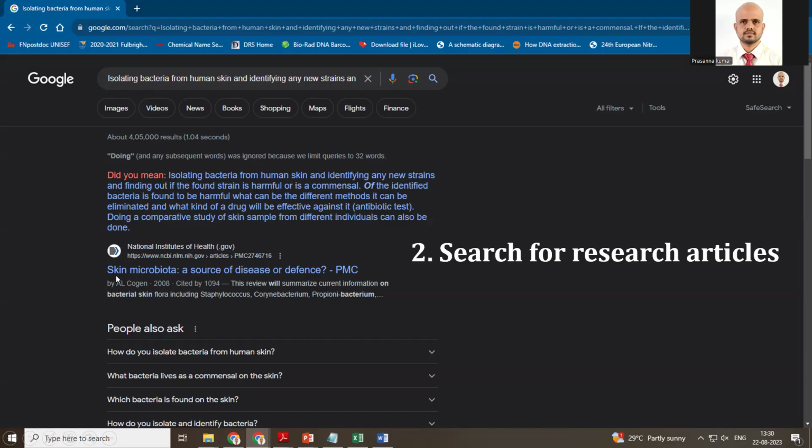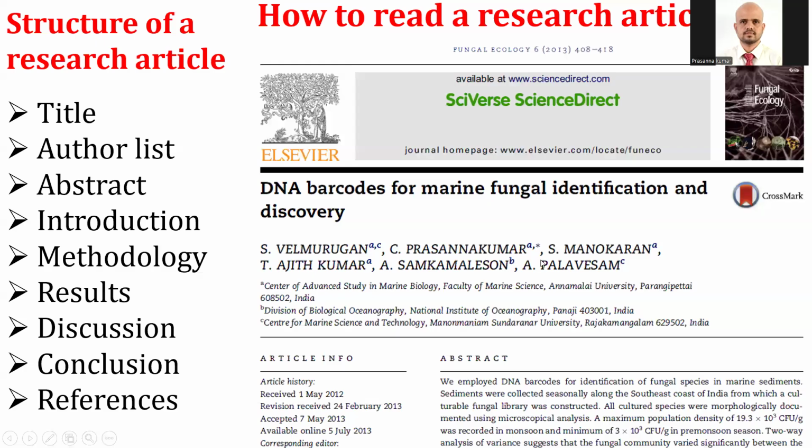This is a paper, Skin Microbiota, a source of disease or defense. I chose this paper even though it was published nearly 14 years back. I still chose it because the student's understanding here is that all bacteria in the skin cause disease. So this is the right paper I thought to read about it, and also it has received nearly 1,000 citations. So let's read the paper.